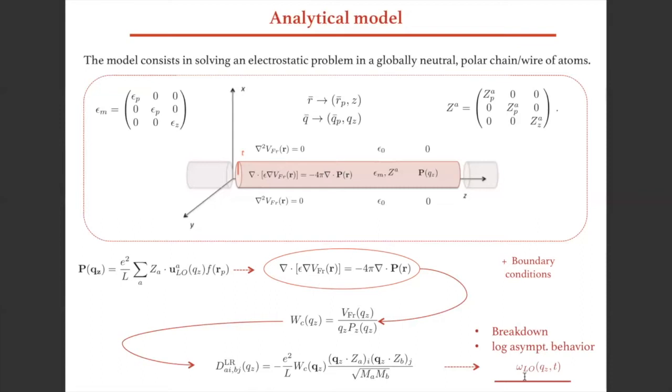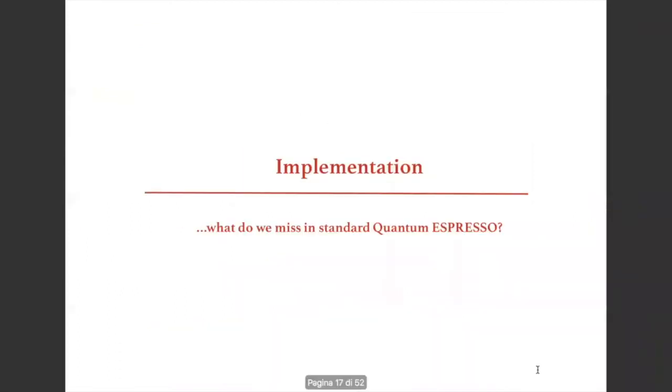I'm not reporting here yet the full formula for these phonon frequencies, but I can already anticipate that, based on the math, we can already see that there is a dielectric shift breakdown in 1D as in 2D, but the asymptotic trend is not linear anymore, it's logarithmic in nature. Okay, so we have a model.